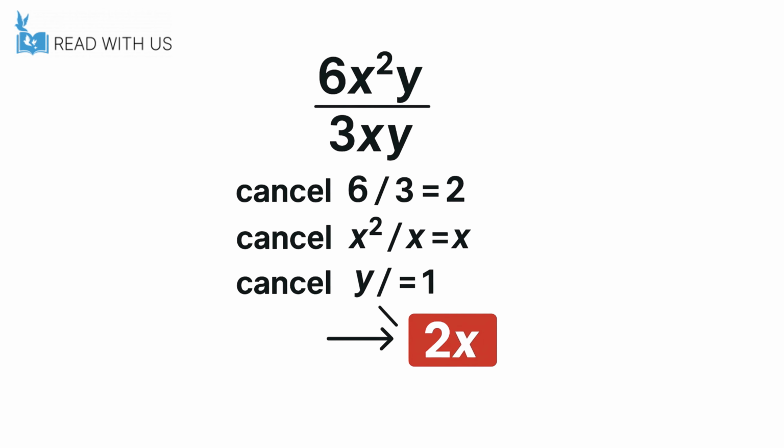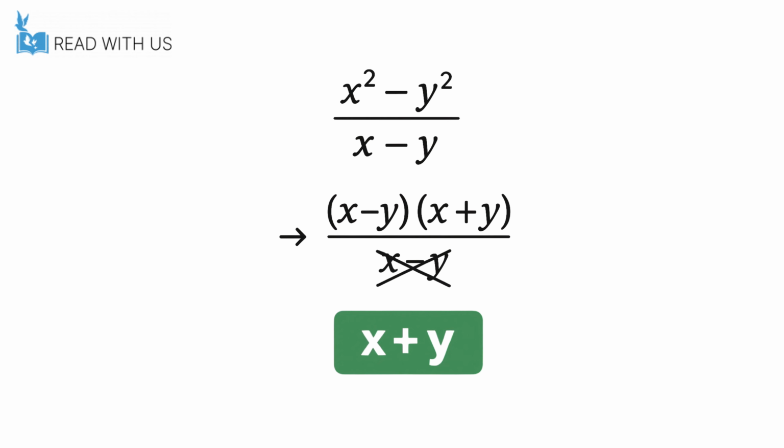Here's another important example. x squared minus y squared divided by x minus y. The numerator is a difference of squares. We can factorize it as open bracket x minus y close bracket multiplied by open bracket x plus y close bracket. So, the fraction becomes open bracket x minus y close bracket multiplied by open bracket x plus y close bracket divided by x minus y.